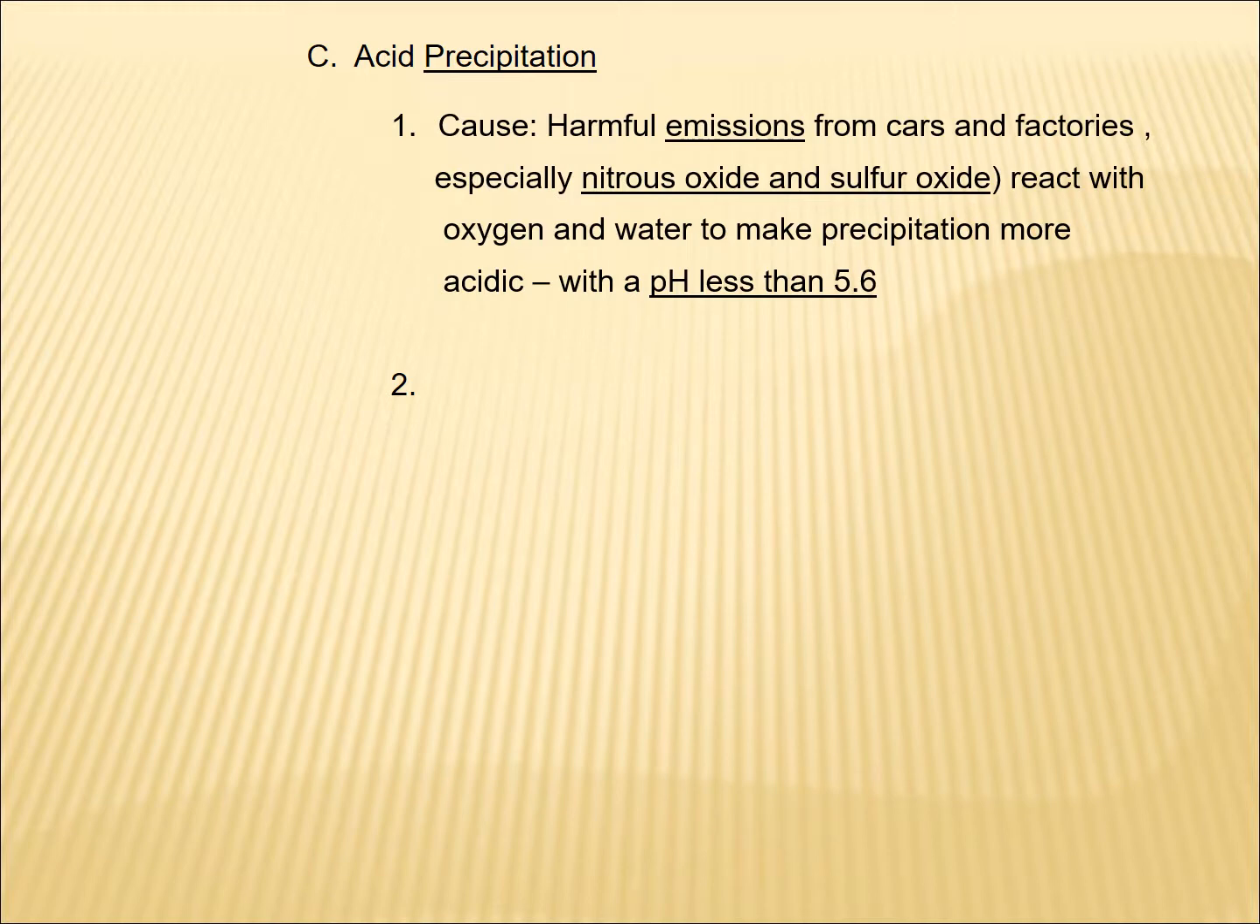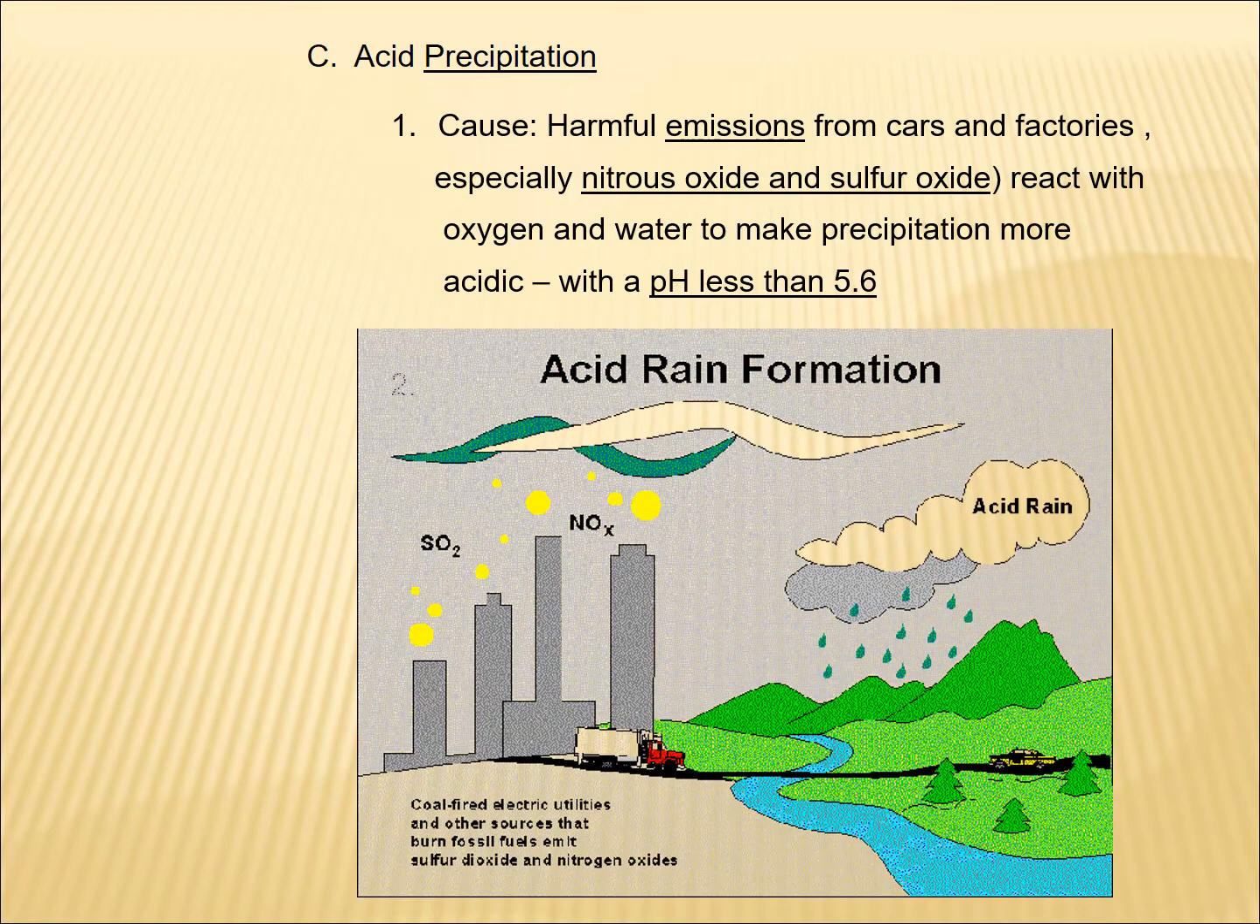All right, now let's move on to acid precipitation or acid rain. It is acid precipitation because it could be snow, hail, any of those things. So the cause is harmful emissions from cars and factories, especially nitrous oxide and sulfur oxide, and it causes the water to be acidic, or generally a pH less than 5.6.